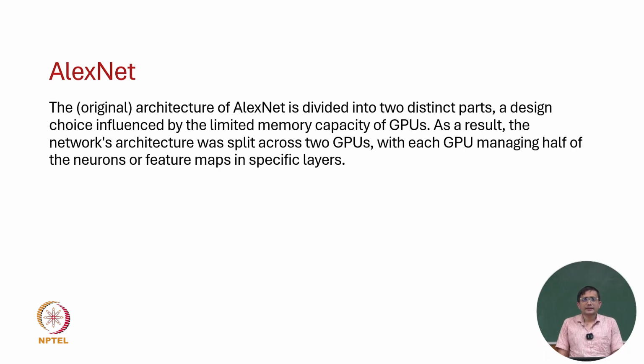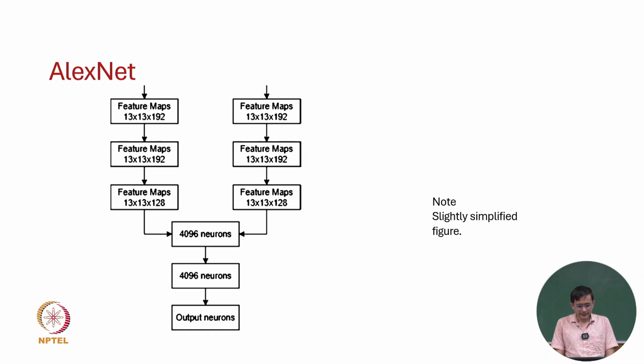As we already saw in the figure, the original architecture of AlexNet is divided into two distinct parts. This is a design choice influenced by the limited memory capacity of the GPUs back then. As a result, the network's architecture was split across two GPUs. The rest of the architecture, as you see, uses some more convolution layers, and there are other post-processing layers or functions in between. We'll discuss some of them briefly.